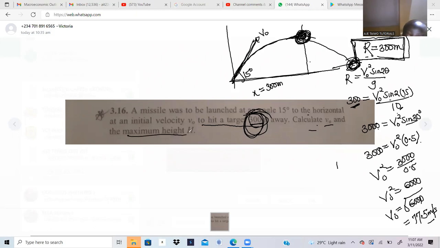Now, maximum height. What's the formula for maximum height? Maximum height is V naught squared sine squared theta all over 2g. What's V naught? 77.5 squared.